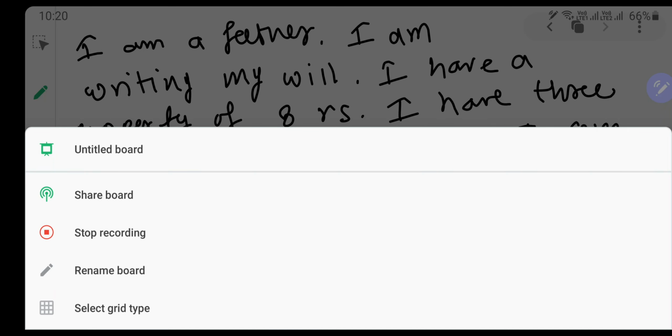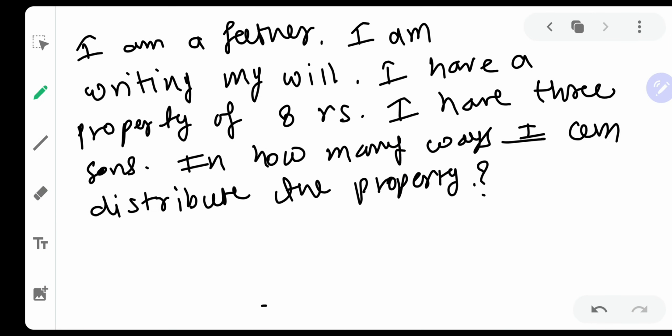In how many ways can I distribute the property? Let me say my first son is x, second son is y, and third son is z. Now I am going to give them some money. If some son does not treat me well, then I might not give him any money, like zero. So x plus y plus z, the amount received by them, is nothing but 8 rupees.